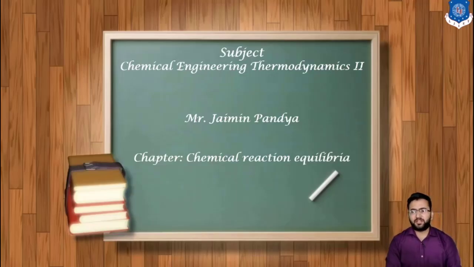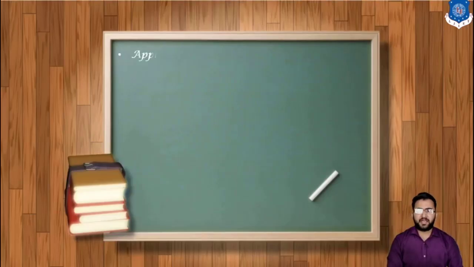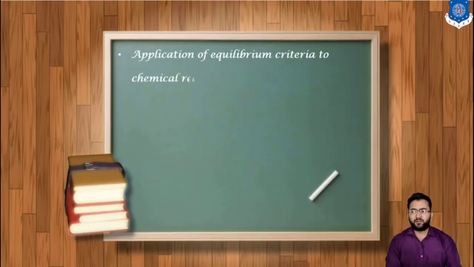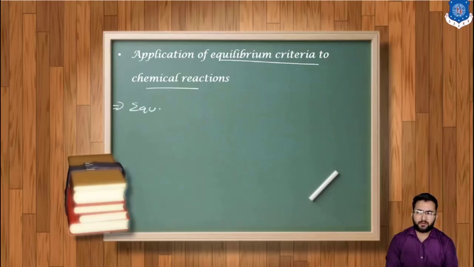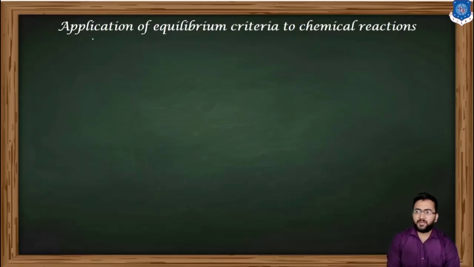So let's continue with chapter number 3, which is chemical reaction equilibria. In this lecture we are going to discuss the application of equilibrium criteria to chemical reactions. Then we are going to discuss the equilibrium constant, denoted by K. So let's discuss the application of equilibrium criteria to chemical reactions.